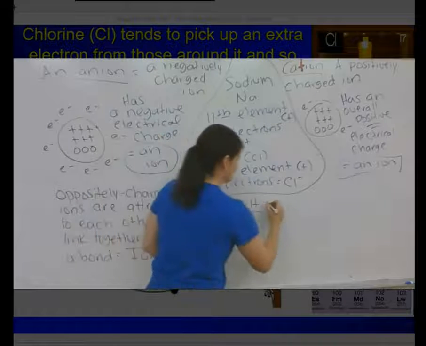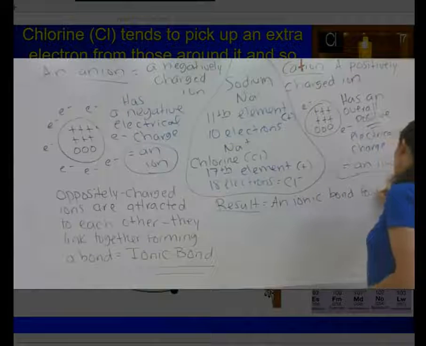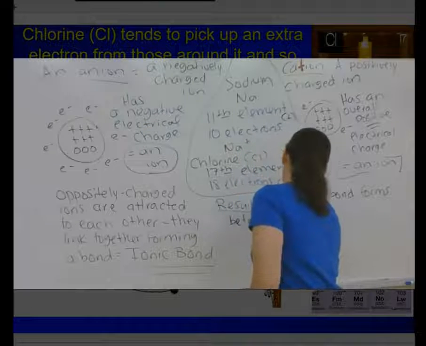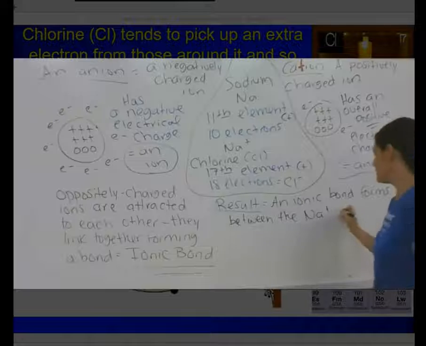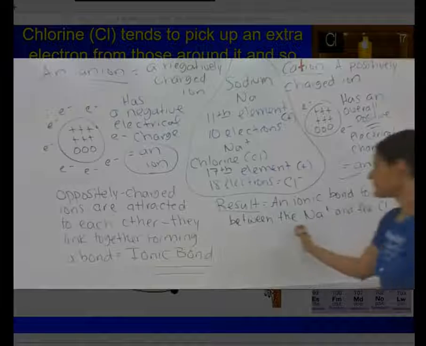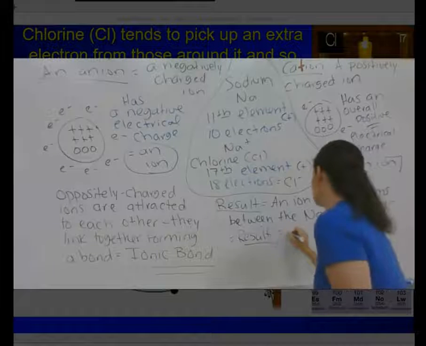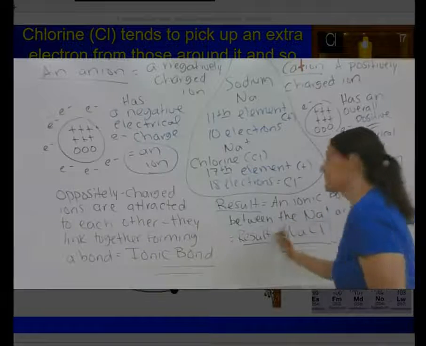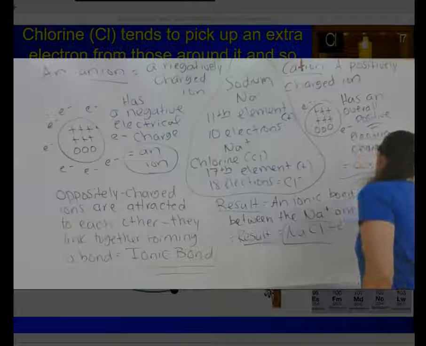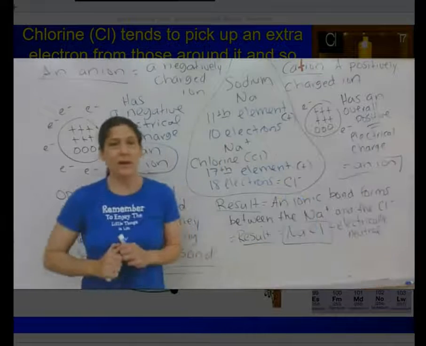So the result, an ionic bond forms between the Na that's a little too positive and the Cl that's a little too negative. And the result again is NaCl, which is electrically neutral. So they're balancing each other out.